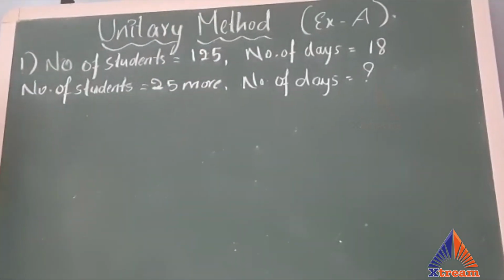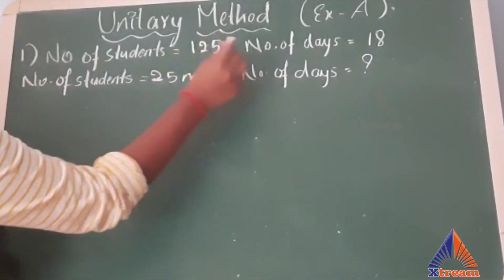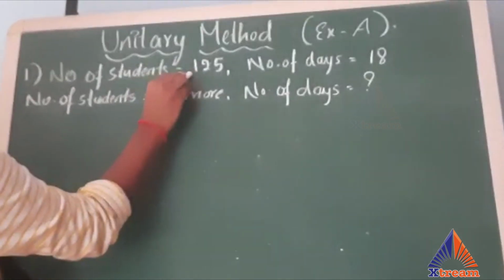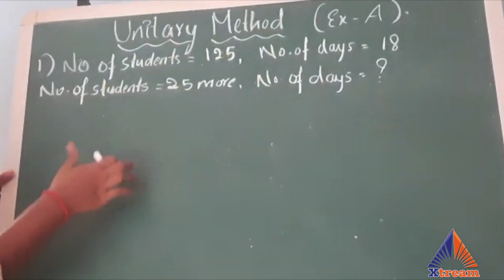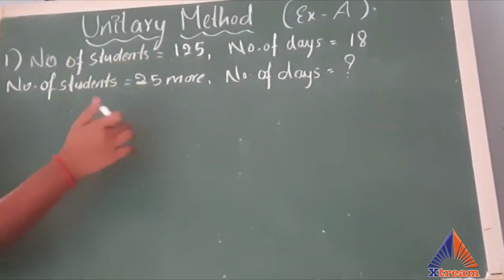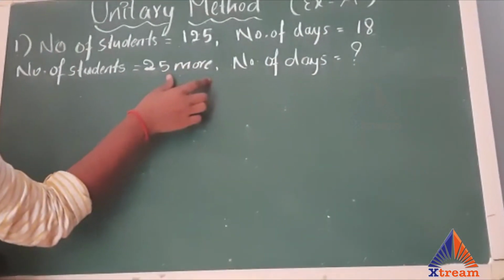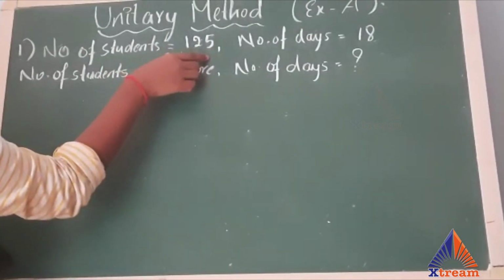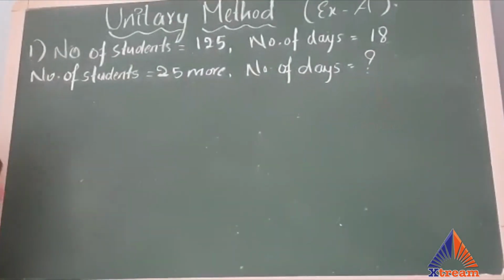So this is our question. The number of students is 125 and the number of days is 18, and the number of students is 25 more than the previous one and the number of days is question mark. We should find this. They have given the question like: 125 students have sufficient food for 18 days. If 25 more students join the 125 students, how many days will they have sufficient food?